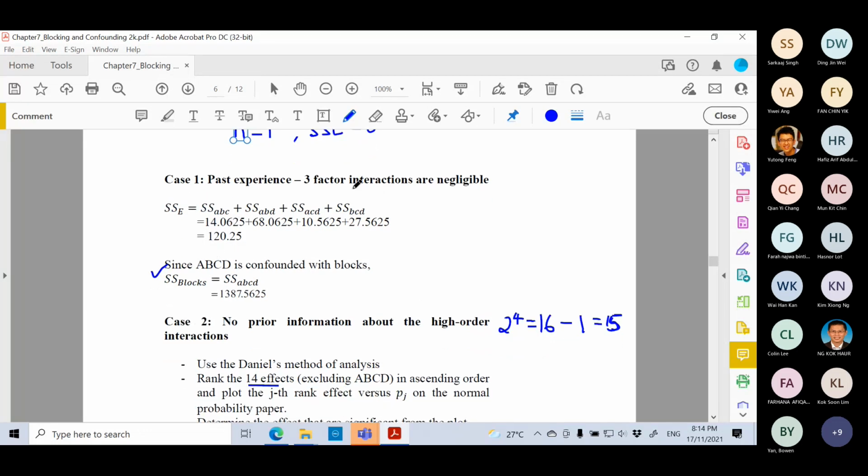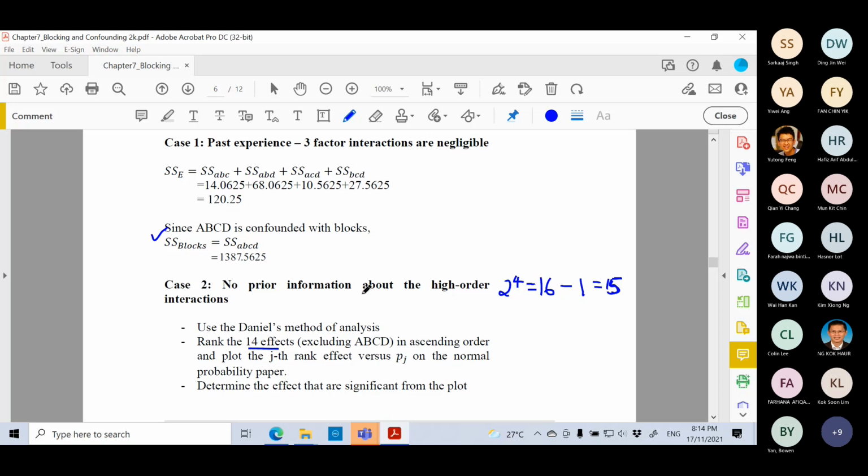Okay, the first one is you automatically delete away those high order iterations. The second way is you just do the normal probability plot, checking which are the important ones you remain in the model. Those that are not important you throw to the error.